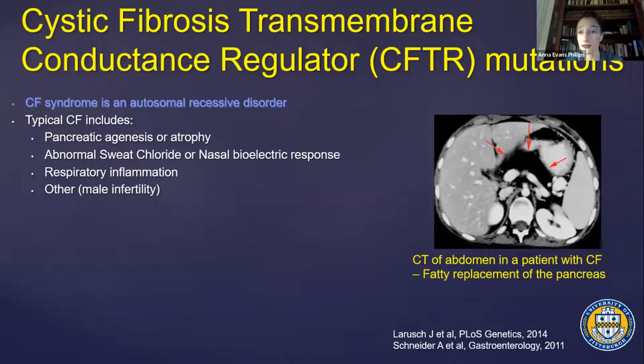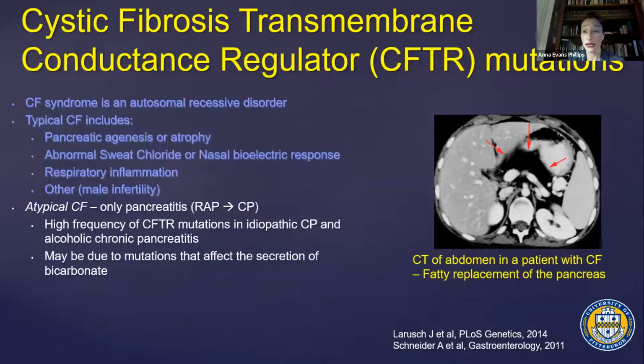But cystic fibrosis as a syndrome is an autosomal recessive disorder, and typical cystic fibrosis includes pancreatic agenesis or atrophy at a very young age for most of these patients. They often have abnormal sweat chloride or nasal bioelectric response testing. They may have respiratory inflammation due to recurrent or chronic infections. Sometimes there may be manifestations like male infertility in the well-described syndrome of cystic fibrosis.